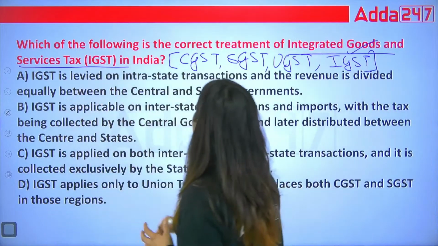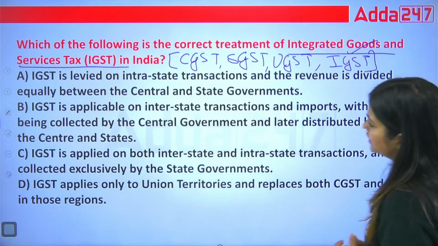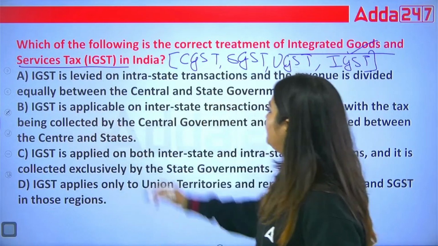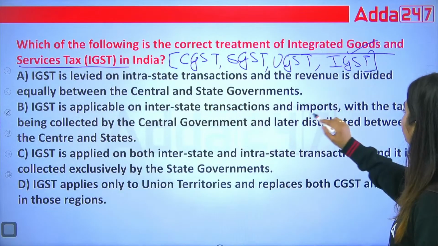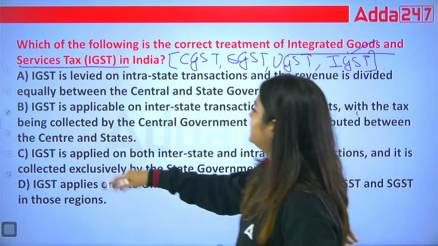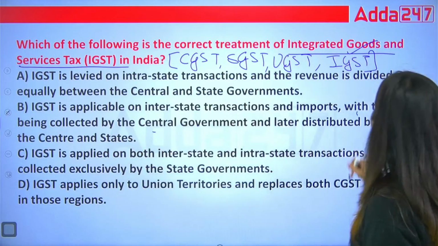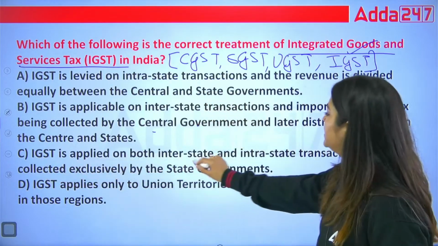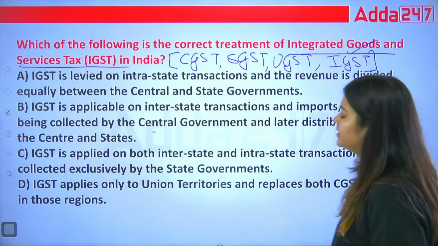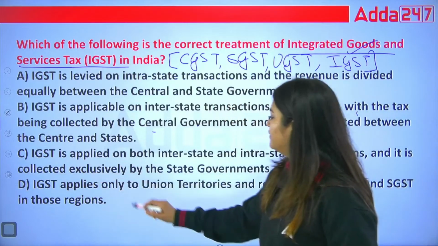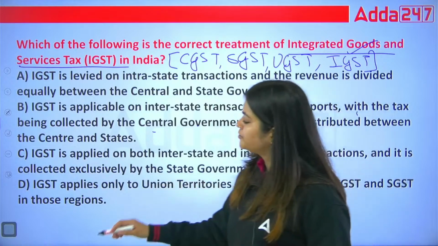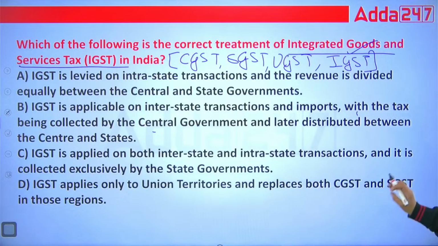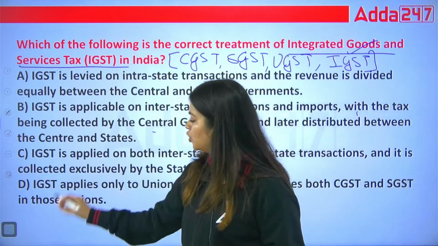A. IGST is levied on interstate transactions and the revenue is divided equally between the central and state governments. B. IGST is applicable on interstate transactions and imports, with the tax being collected by the central government and later distributed between the center and the state. C. IGST is applied on both interstate and intrastate transactions and it is collected exclusively by the state governments. The last option says IGST applies only to union territories and replaces both CGST and SGST in those regions.